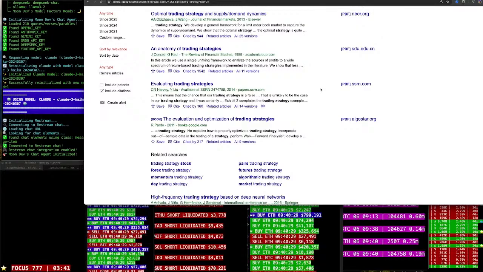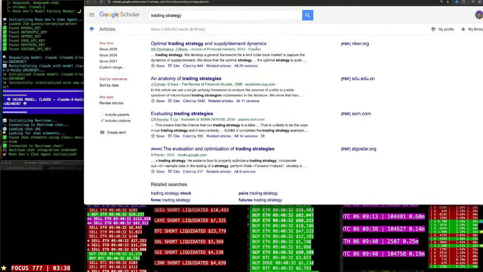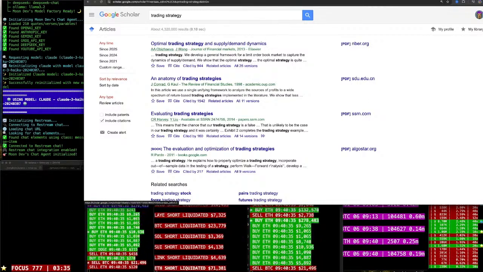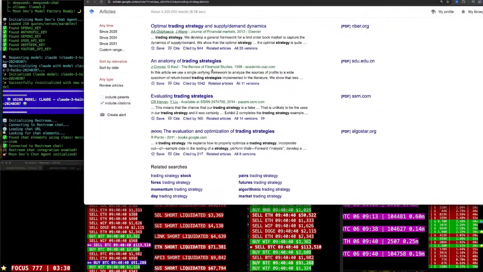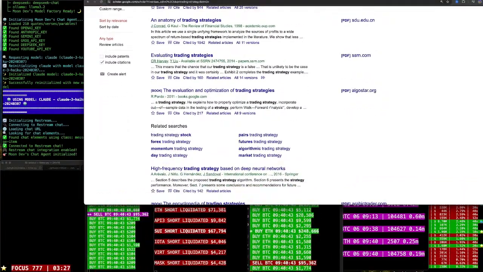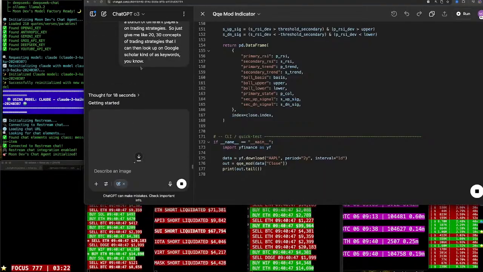And they have a ton of trading strategies, optimal trading strategies, supply and demand zones. That's another strategy, supply and demand zones. Anatomy of trading strategies, evaluating trading strategies. So now you can go here and see, okay, now I have a list here.